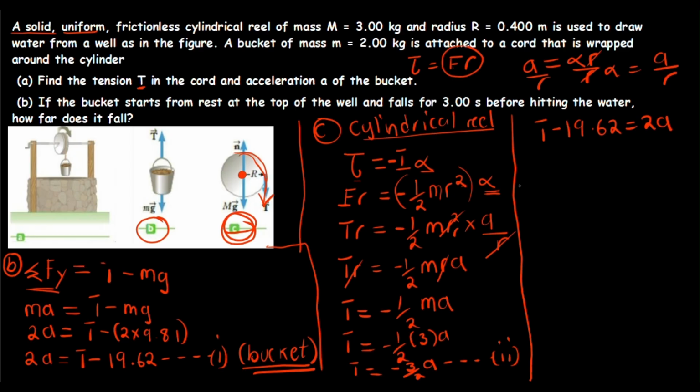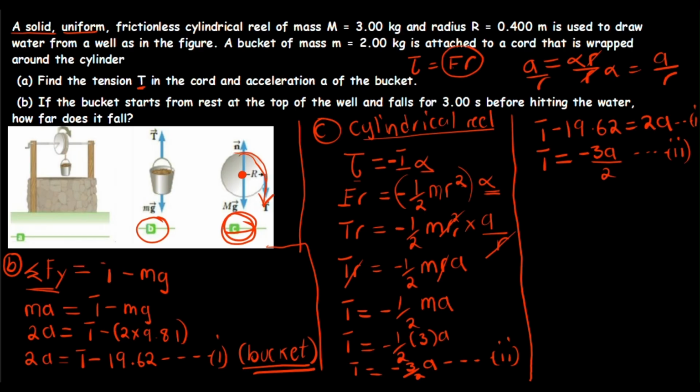That is my equation 1. And my equation 2 is what? T is equal to negative 3A/2. So this is my equation 1 on top, and my equation 2, it is this one. So as you can see there, that's equation 2. Now, after doing that, what next?